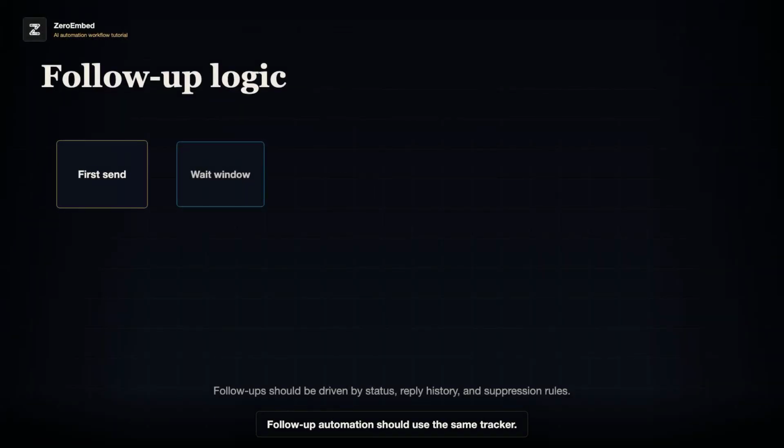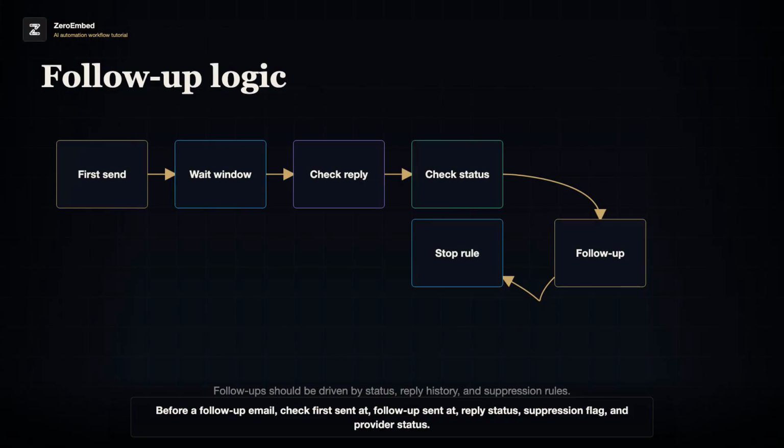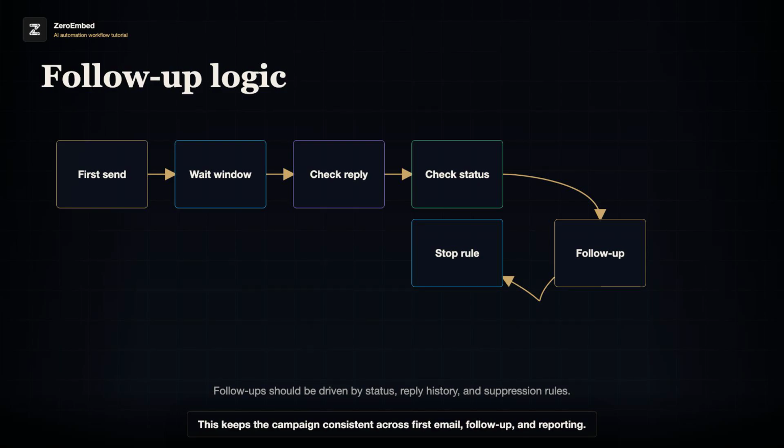Follow-up automation should use the same tracker. Before a follow-up email, check first sent at, follow-up sent at, reply status, suppression flag, and provider status. If the person replied, bounced, unsubscribed, or moved to needs review, the follow-up branch should stop. This keeps the campaign consistent across first email, follow-up, and reporting.